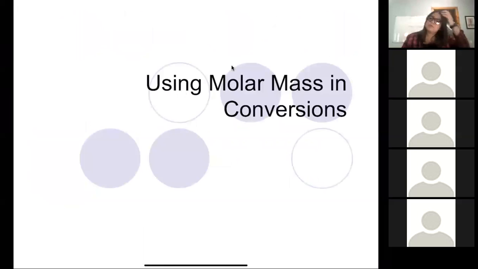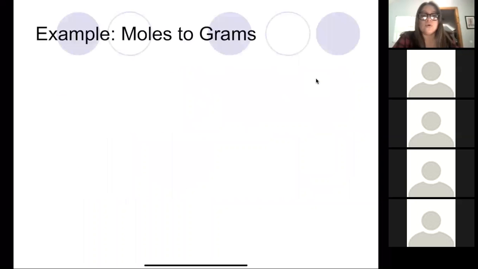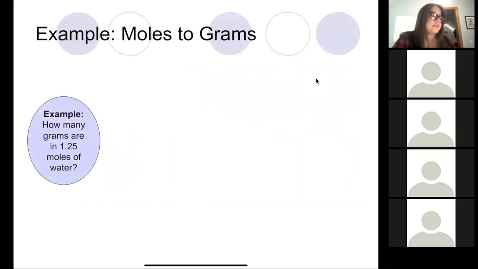So why did we practice using those? Why did we practice adding molar masses up like that? Why did we do that? We did that because we need them for conversions. Okay.